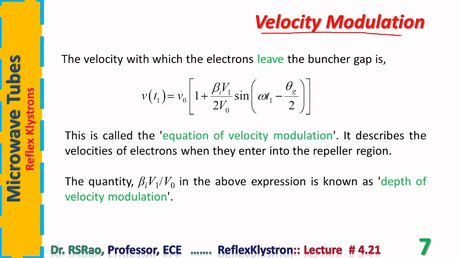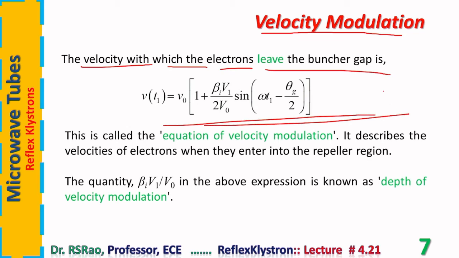Some points regarding velocity modulation. The velocity with which the electrons leave the buncher gap is given by a formula. This formula is known as the equation of velocity modulation. It describes the velocities of electrons when they enter the repeller region. First, let us see what this equation is. v stands for velocity. T1 is the instant at which electrons leave the grid gap, and v0 is the velocity to which the electrons are accelerated by the accelerating voltage.